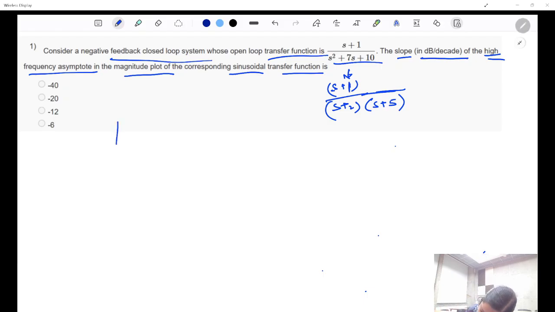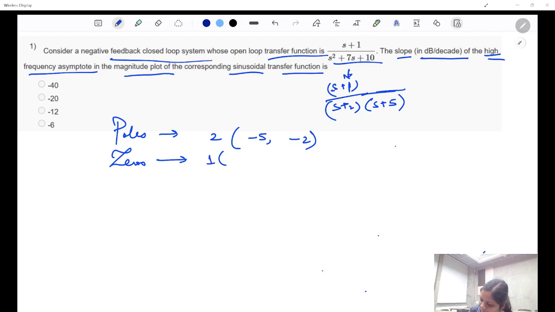So how many poles are there? We have two poles, right? One of them is at minus 5 and one of them is at minus 2. How many zeros are there? There is just one zero and it is at minus 1, right? So, what are the corner frequencies?